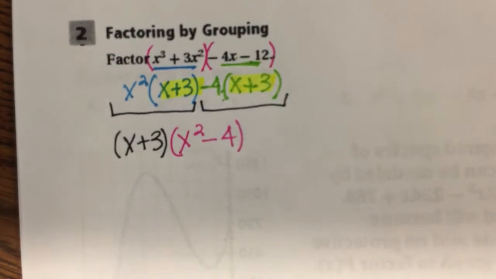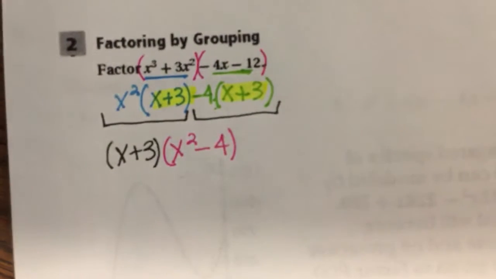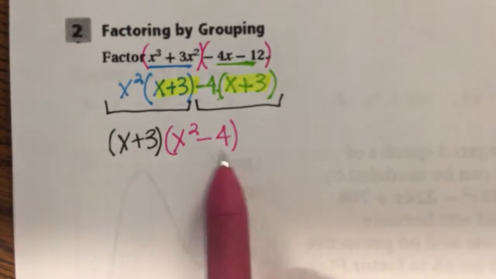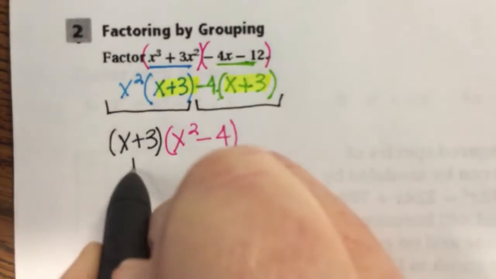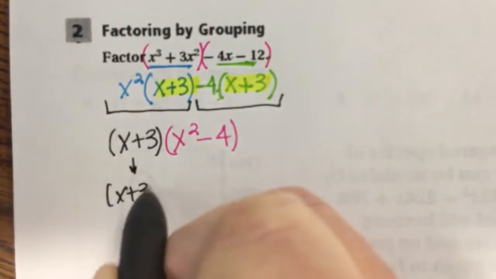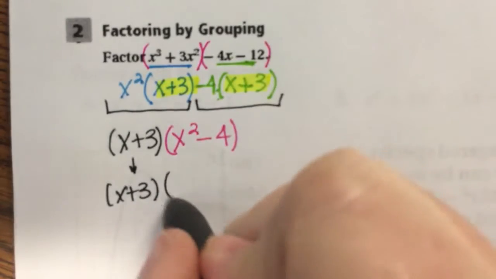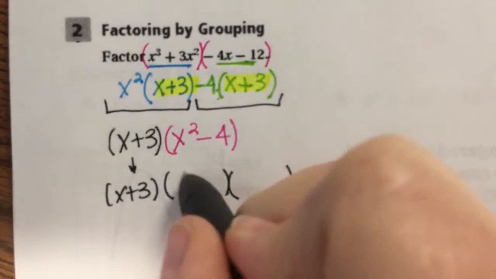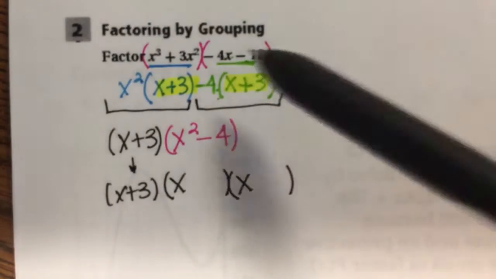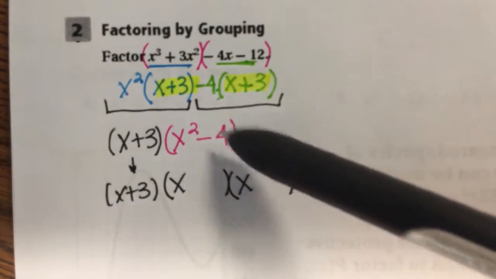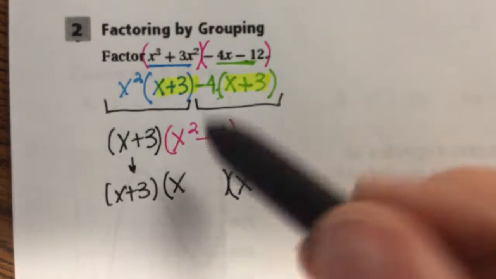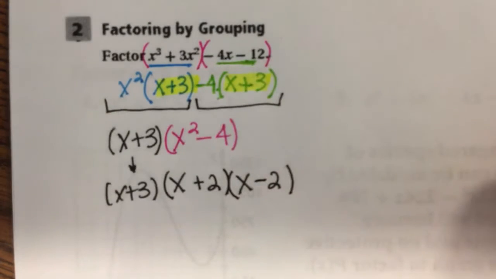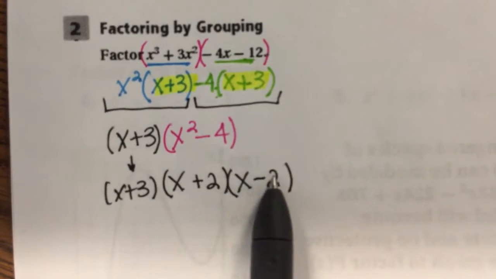So the next thing I have to do is ask myself, can I factor this any further? Well, I can. I notice right here that this is a difference of squares. So I'm just going to bring this straight down, x plus 3. And then I know that I can split this one up evenly. It's a difference of squares. So I split my x's up, put them in separate rooms so they don't fight. And then I need factors of 4 that will add or subtract to get me 0 because I do not have a middle term. So positive 2, negative 2. These are all of my factors.